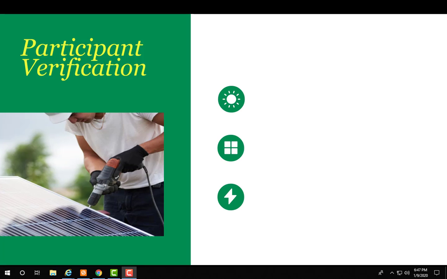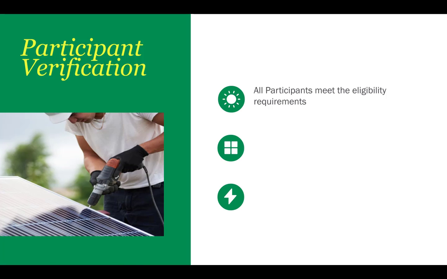Participant verification. Upon submission of a complete application for certification, the program administrator and low-income facilitator will complete any outstanding participant verification and confirm that all participants meet the eligibility requirements, including being allocated a share of project generation that does not exceed their annual electricity consumption. Also, that the project has the correct number and type of participants.